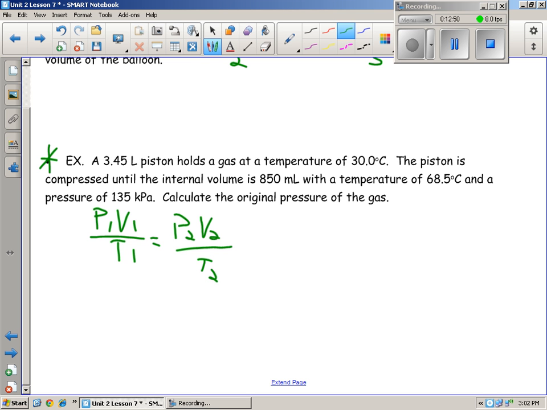Maybe the pressure staying the same. Maybe the temperature staying the same. Maybe the volume stays the same. I can get rid of something here. That's not the case with this one. This one you're going to need all of them.